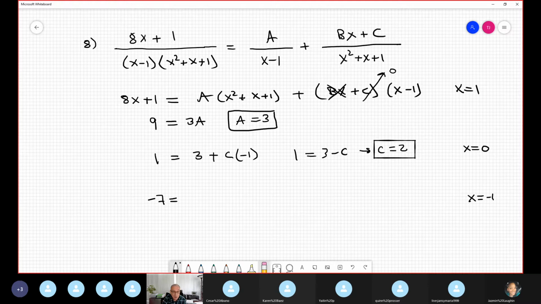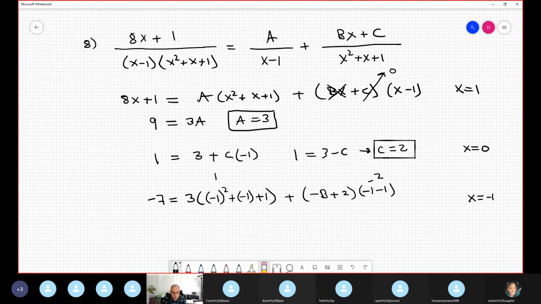Equal, well, remember that A is 3, and negative 1 is negative 1 squared. Let me try to do this. Negative 1 squared plus negative 1 plus 1. Plus, parentheses, x is negative 1, so it is negative B. Plus C, which I know is 2. And negative 1, and negative 1 is negative 2, right? This coefficient C is negative 2.